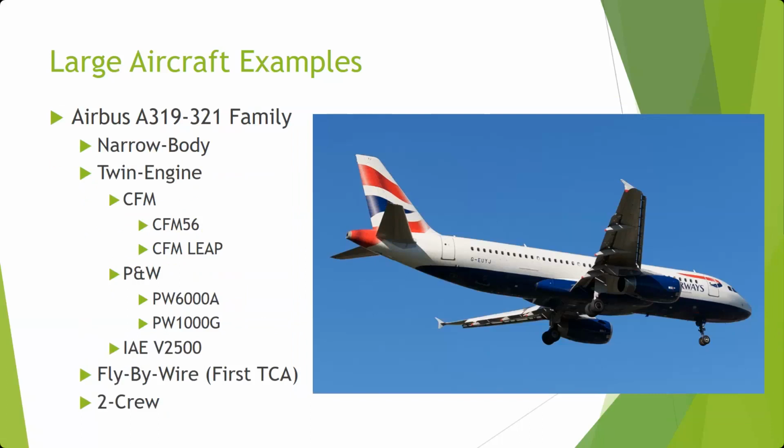Moving into a different manufacturer, Airbus, the A319 through 321 family. The A320 was the first of these to come out. Then they made a smaller one, the 319, a larger one, the 321s, with variants all between. Narrow body, twin engine. We talked about the CFM engines. They also have a Pratt & Whitney. And then they have an IAE engine option.